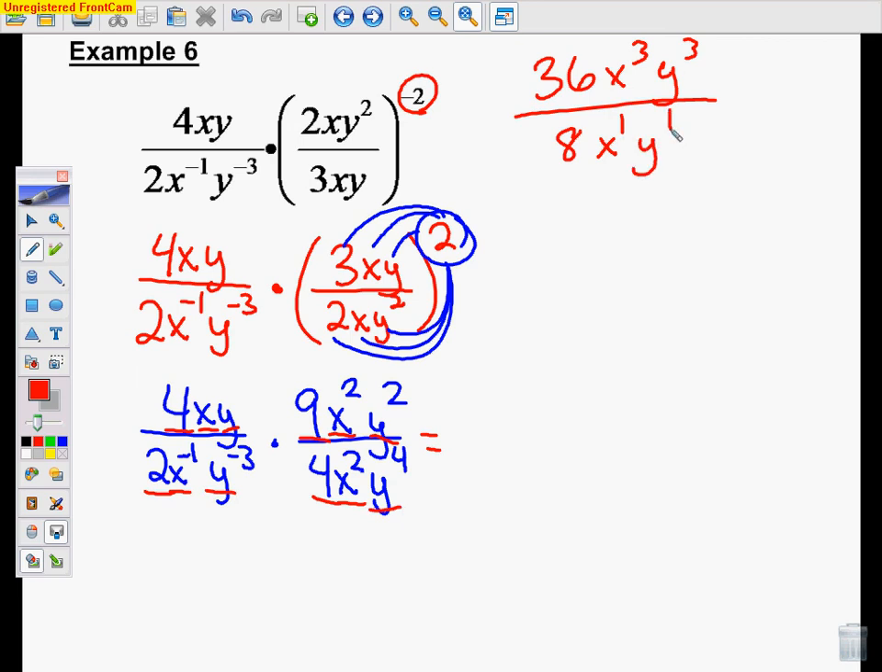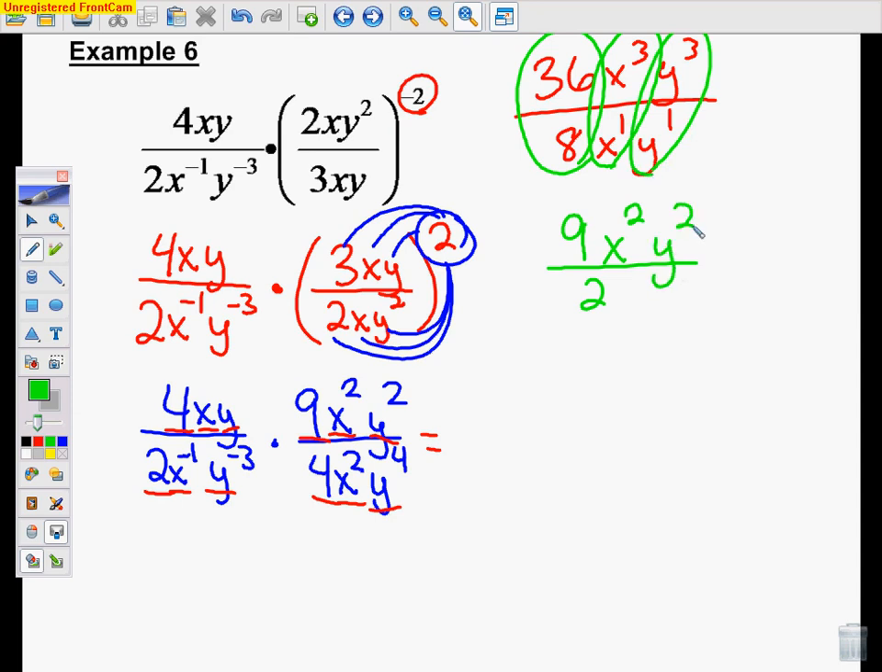All right, from there, once again, we're going to simplify. 36 over 8, does that reduce? Yeah, that reduces down to 9 halves. X cubed over x to the first. Once again, we subtract the exponents, so that's going to be x to the second. And then y cubed over y to the first, that's going to be y to the second.